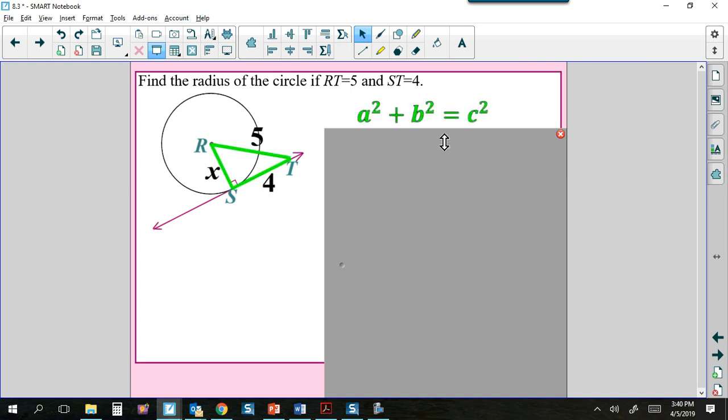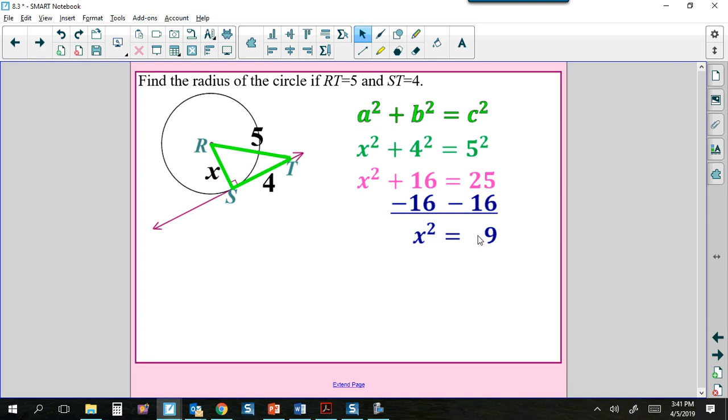To find the radius, that's going to be your A side or B side. 4 and 5 are your B and C respectively. So you work this out. I'm not going to spend a whole lot of time. This is just a basic 3, 4, 5 triangle if you work it out. So the radius of this circle would be 3.